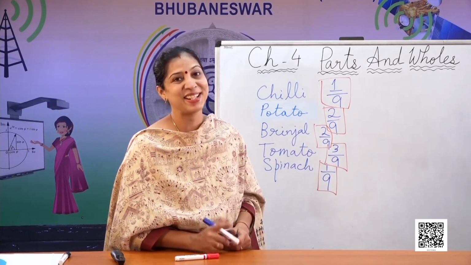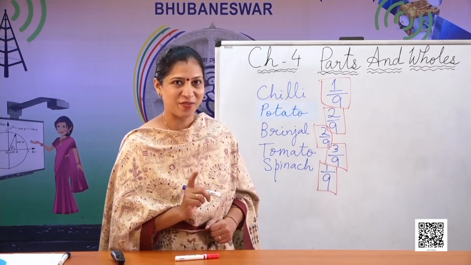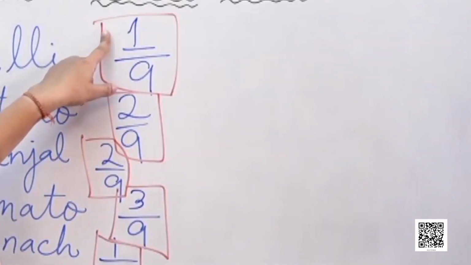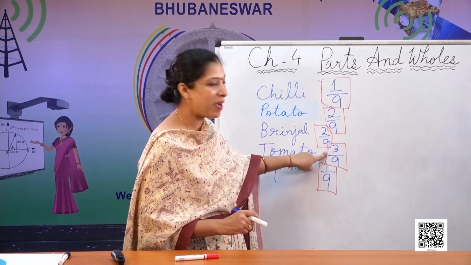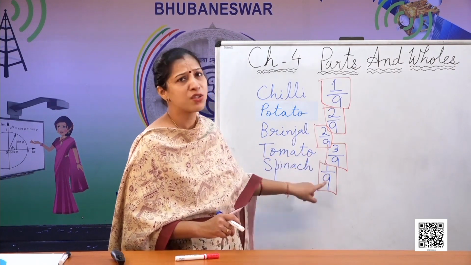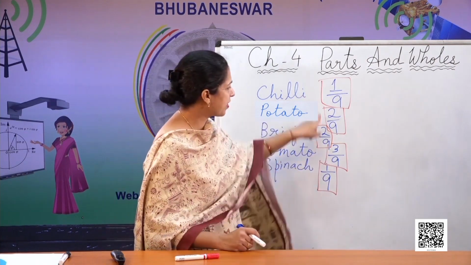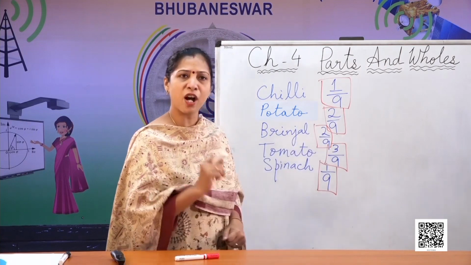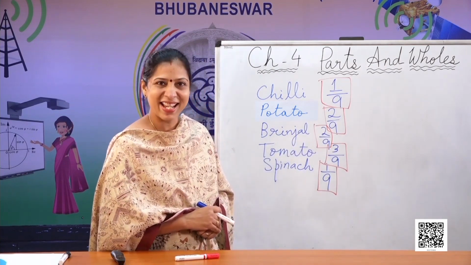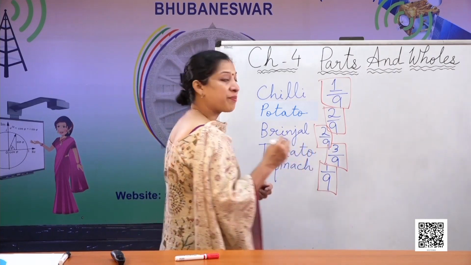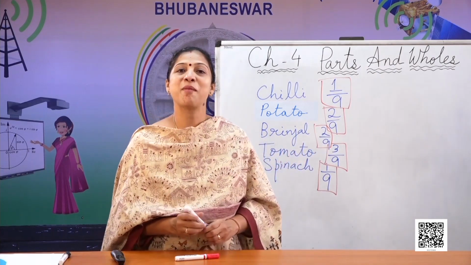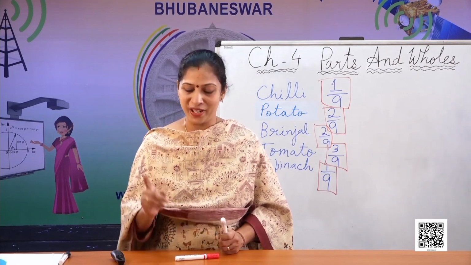Yes, children, it's very easy. Just find out. They tell me this is 1 by 9, 2 by 9, 2 by 9, 3 by 9 and 1 by 9. So which number do you think is the largest out of it, the upper number? Yes, it is tomato. So tomato is the vegetable which grows in the biggest part of this field.